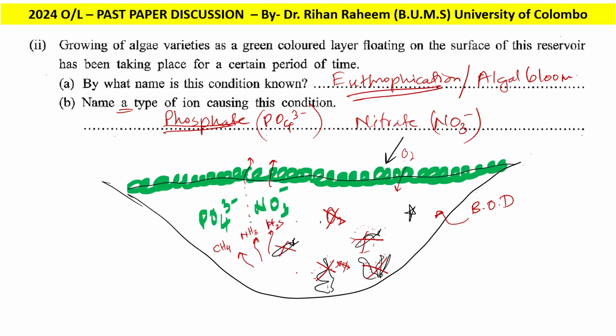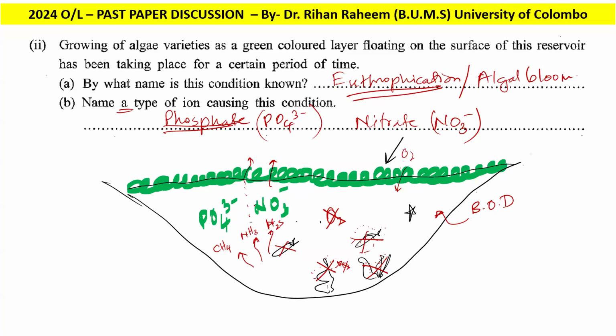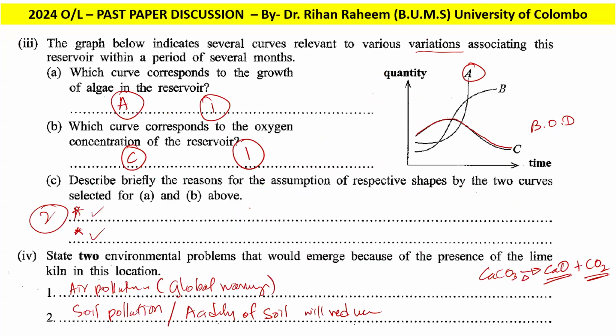Now this kiln is not closer to the water. If it is somewhere very closer to the water, we can say water pollution also might occur. But here you can go with those things. During the rain, calcium oxide and calcium carbonate can get washed. Yeah, that is a good answer. During rain, so then that can cause water pollution also.